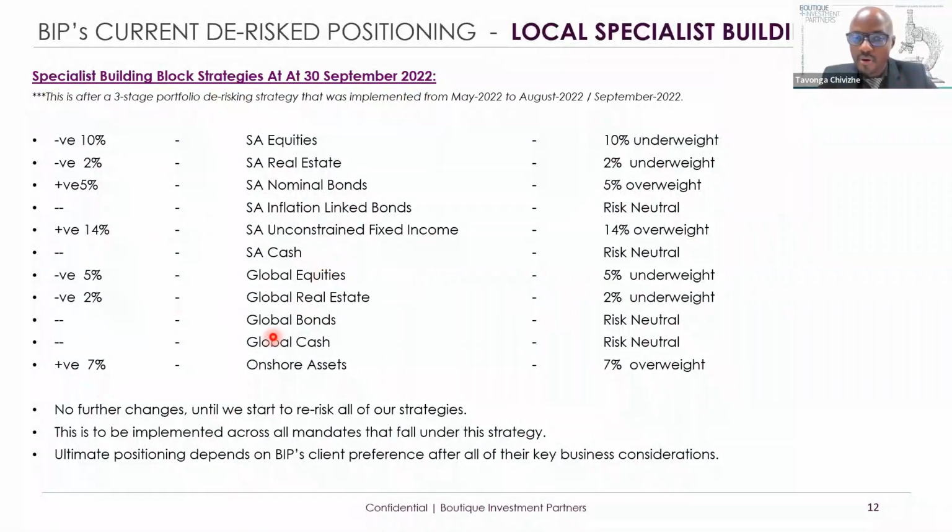And then for global bonds and global cash, we kept these risk neutral, and combined, this would have been an allocation of roughly 5%. And because of that, it resulted in us having an overweight South Africa stance, really because we felt that if the rand strengthens with very low yields on cash and bonds, it was going to create too much currency risk at that particular point in time.